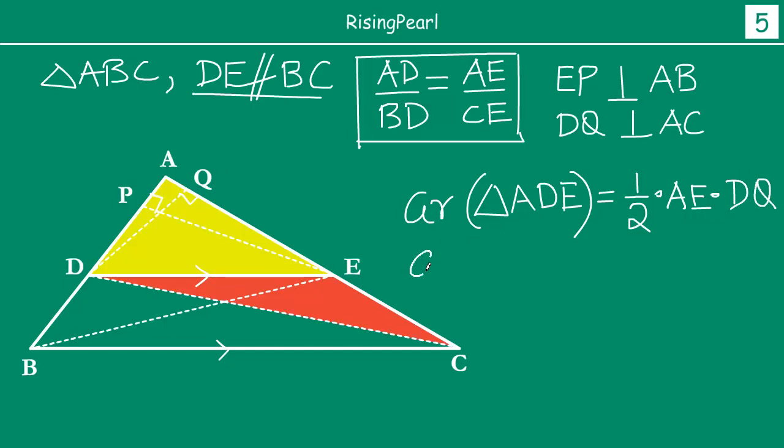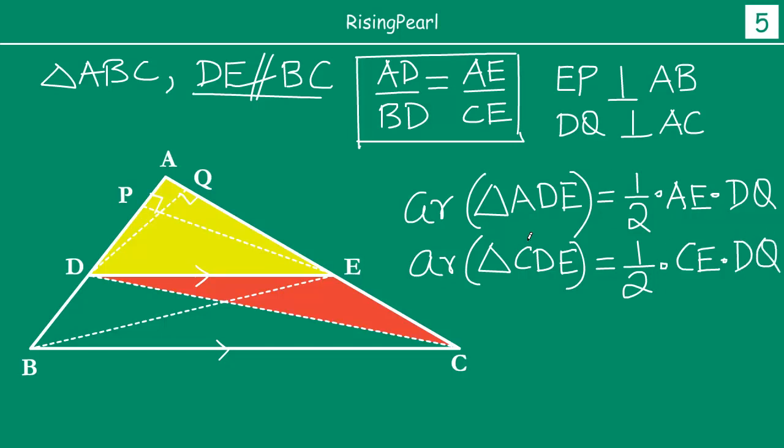Next, we are going to focus on the area of the triangle highlighted in red, which is triangle CDE. The area of this triangle will be half times, focusing on the side CE, so if this is the base CE, and what is the altitude from this base? It will be the same length, DQ.